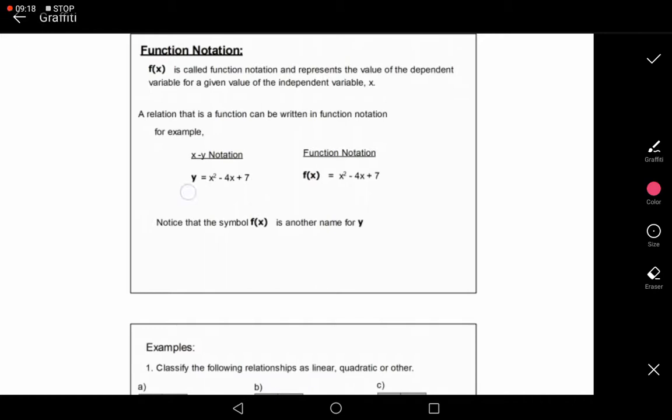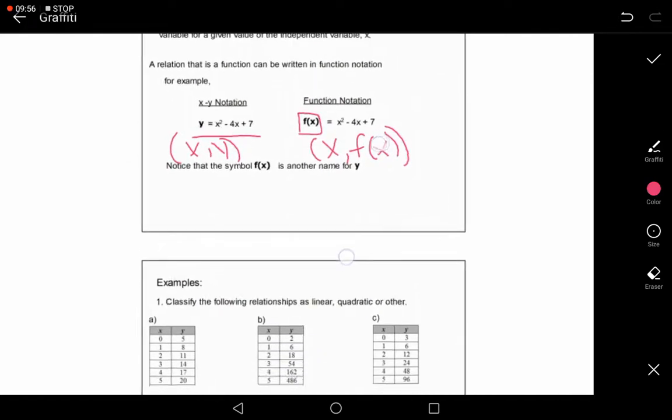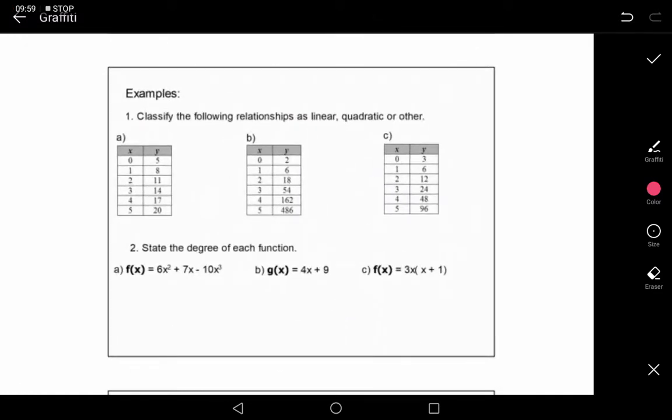So you can see that here, right, in this example. We had y equals x squared minus 4x plus 7, and to put it in function notation, everything stayed the same, except instead of writing y, we just wrote f of x. Okay, so it's very, very simple. Literally, f of x is just another name for y. All right? So in this first case, our point is still x, y. But in the second case here, we have x, comma, f of x. So y is just replaced with f of x.